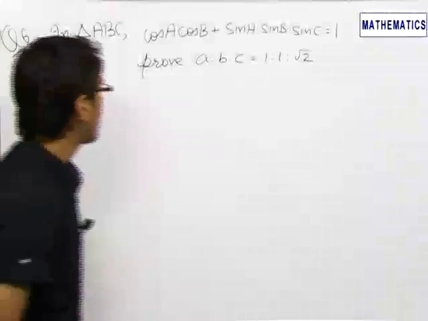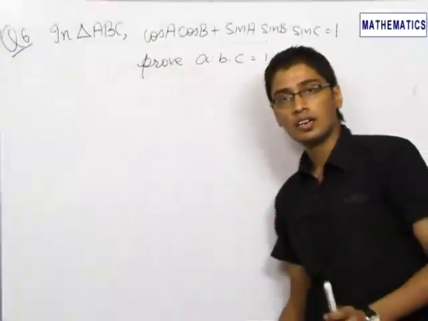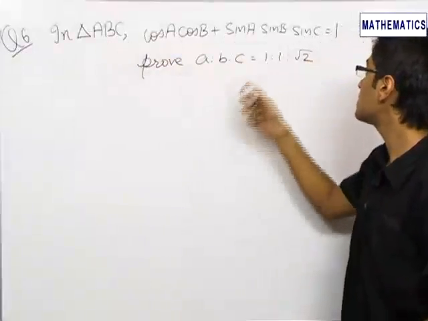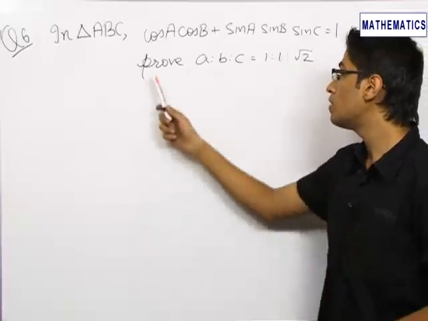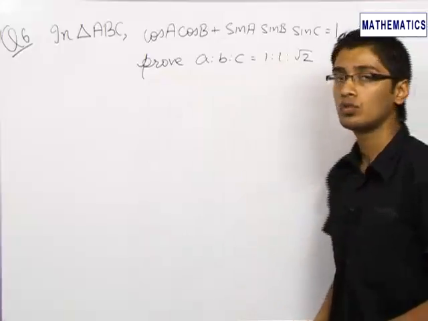Now this next problem of ours is an easy problem, but it involves a little usage of a trick. We are given, in a triangle, cos A cos B plus sin A sin B sin C equals 1, and we have to prove that the ratio of the lengths of the sides a, b and c are 1:1:√2.